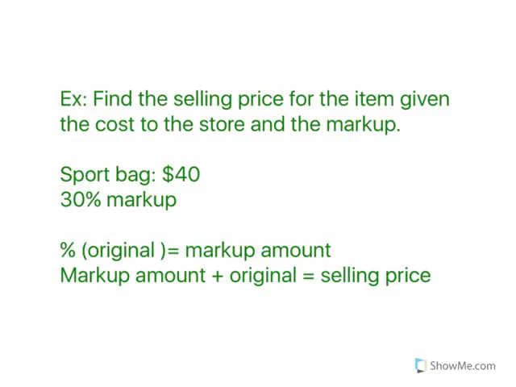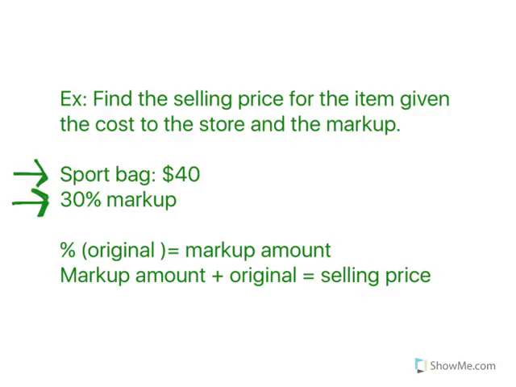Next example says find the selling price for an item given the cost to the store and the markup. The only way for stores to make money is they purchase items from some type of company, and then they sell that item more expensive than what they bought it for in order to make a profit. So we're going to figure out how much this store is going to be selling this sport bag. It costs $40 for the store to purchase this bag. And then what the store is going to do to make money is charge us, the consumer, 30% more than that original cost.